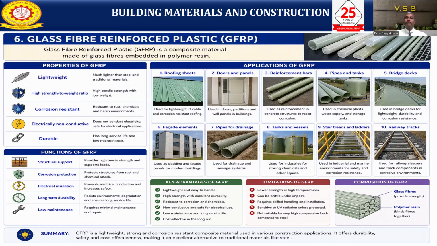Sewage water has a high pH value. Normally, if you use concrete as well as steel, it will erode very easily. When you start using GFRP, the erosion will not occur. So we can use GFRP in drainage and sewage systems.